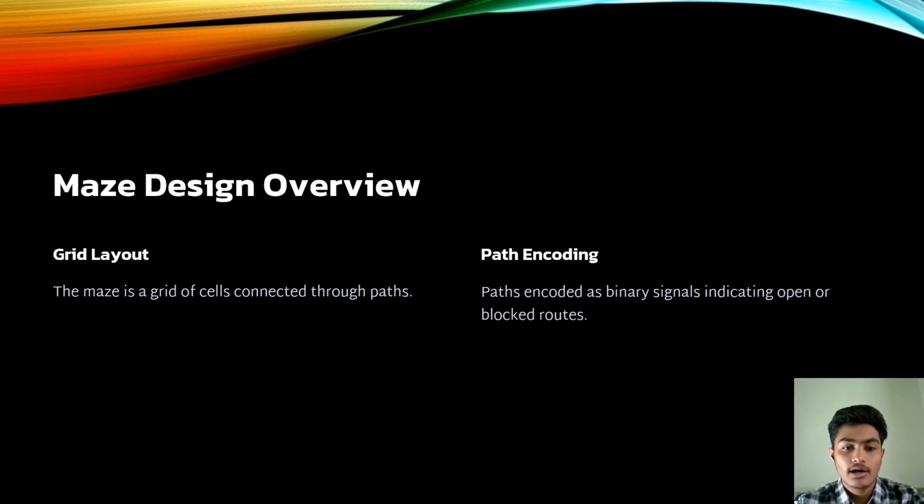Now, how to design a maze game? Maze design overview: grid layout. The maze is a grid of cells connected through paths. Paths encoding: paths are encoded as binary signals indicating open or blocked routes.